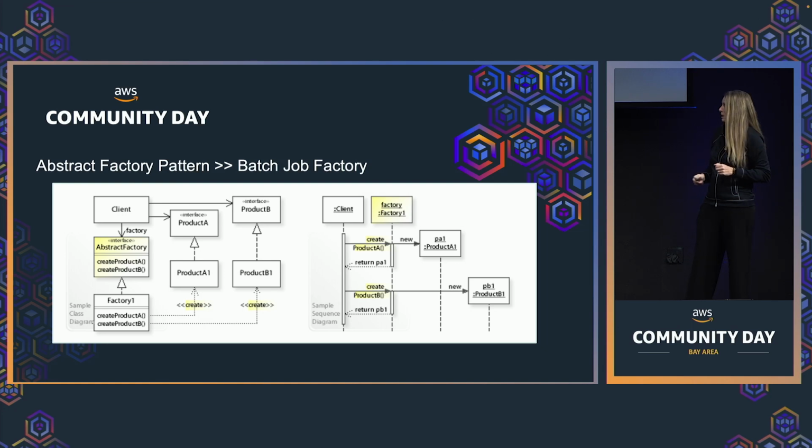More details on my blog. I think about the abstract factory pattern, which, if you've programmed Java for a long time, you might know. It's used to generate new objects. I have a sort of batch job factory where I create new batch jobs securely.